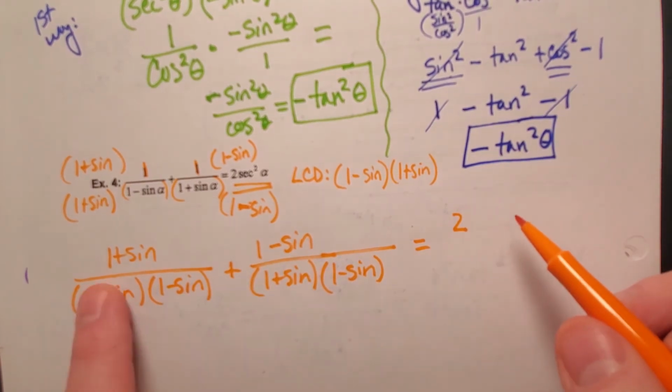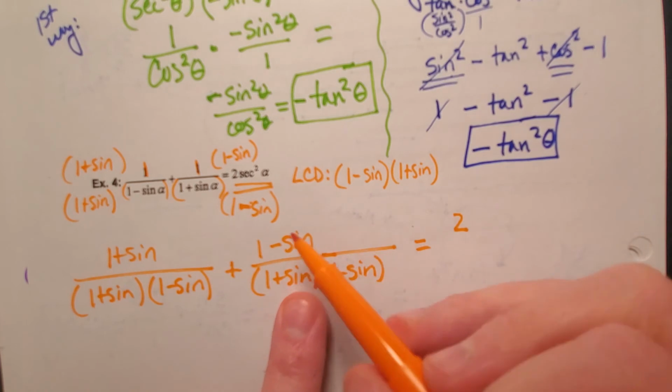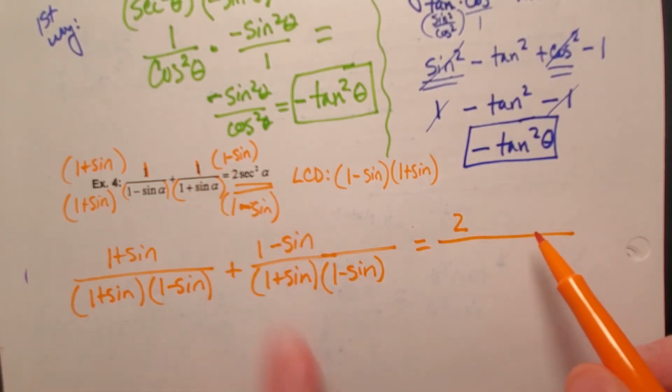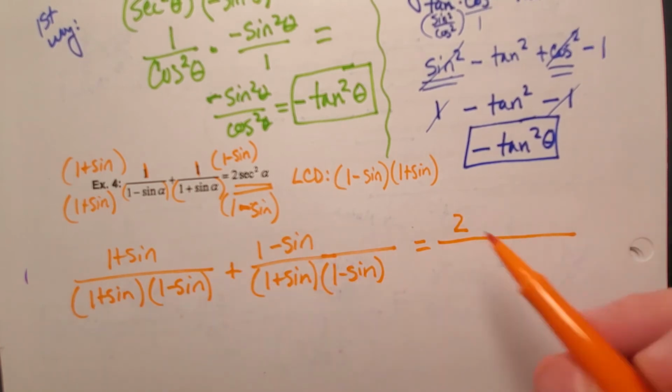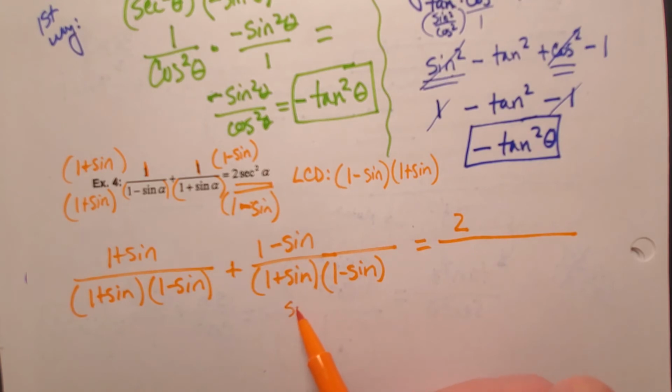All right. Now, 1 plus 1 is a 2. Sine minus sine cancels each other out. So all I'm left with is a 2 on top, and that's good because I need to end up with a 2. On the bottom, if I FOIL this out, it's difference of squares. The middle terms would give me a positive sine and then a minus sine, and they would cancel out.